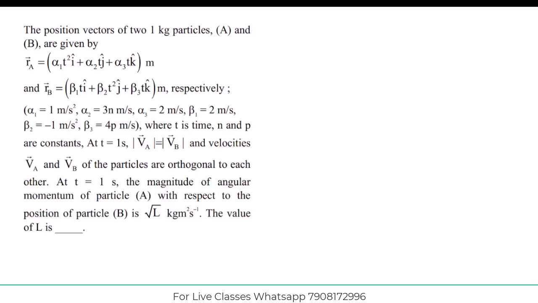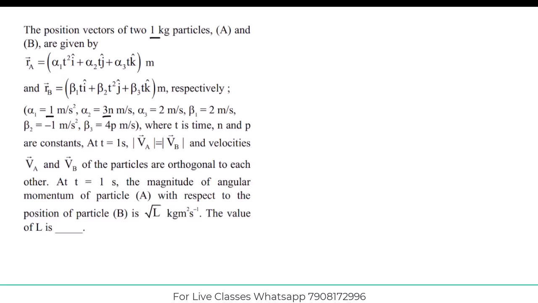The position vectors of two 1 kg particles A and B are given by RA equal to alpha 1 t square i cap plus alpha 2 t j cap plus alpha 3 t k cap meter, and RB, the position vector of B, is beta 1 t i cap, beta 2 t square j cap plus beta 3 t k cap respectively. Now alpha 1 is 1, alpha 2 is 3n, and alpha 3 is 2, and beta 1 is 2, beta 2 is minus 1, and beta 3 is 4p, where t is time, and n and p are constants.